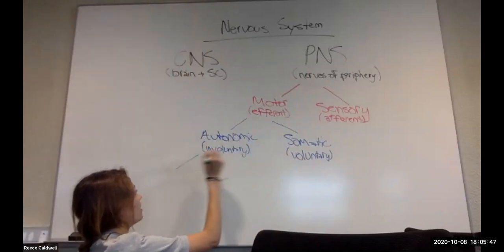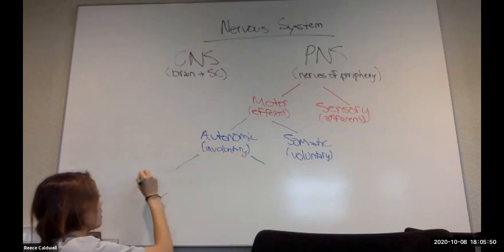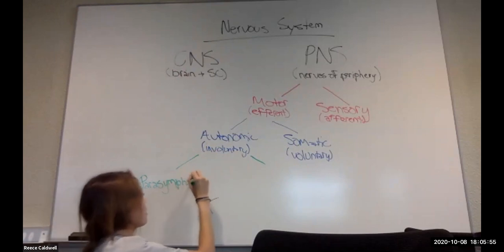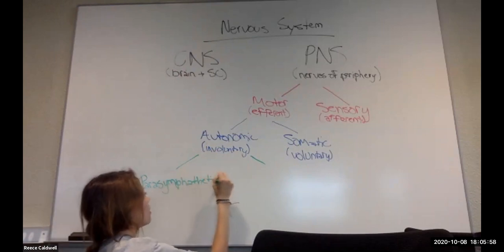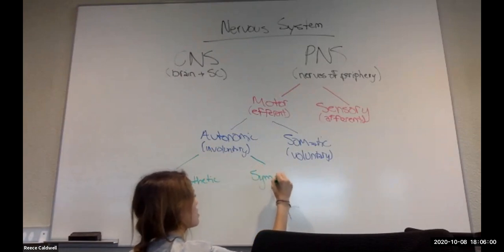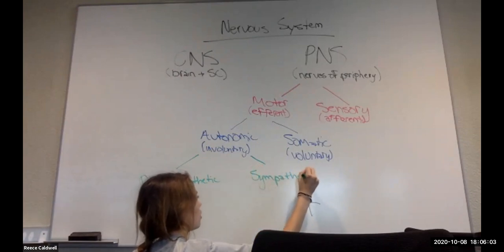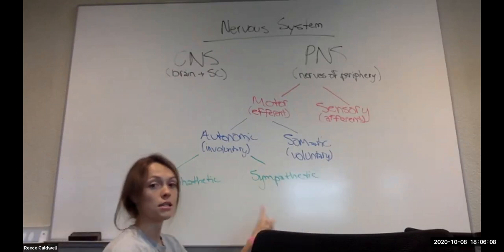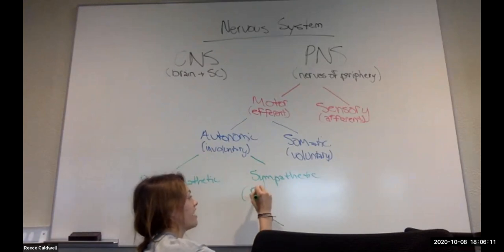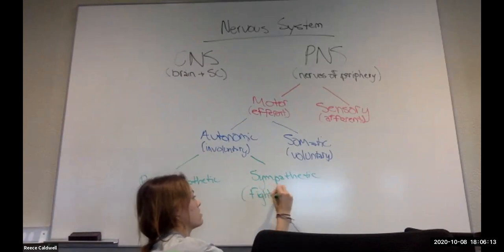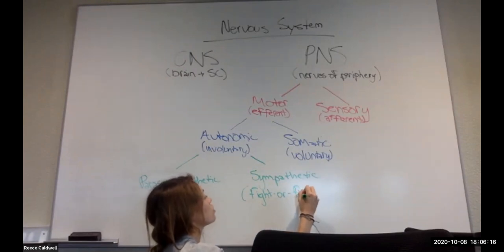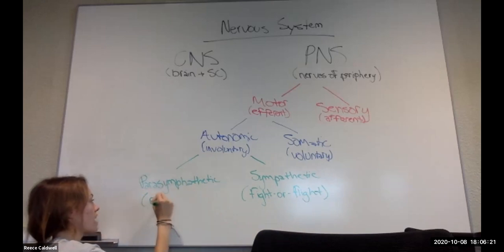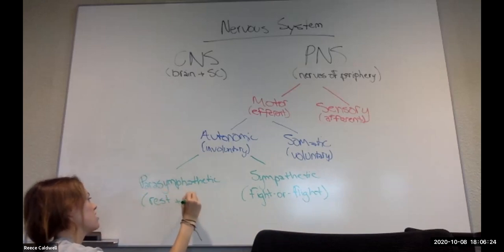And we divide that into our parasympathetic nervous system, and our sympathetic nervous system. What are these? I'll start with sympathetic. Our sympathetic nervous system is our fight or flight response. So sympathetic is our fight or flight. Parasympathetic is our rest and digest.